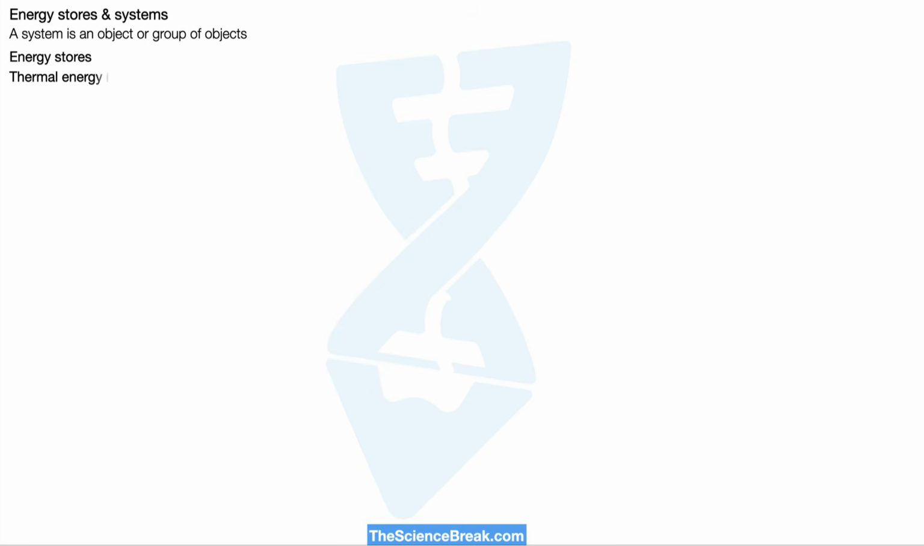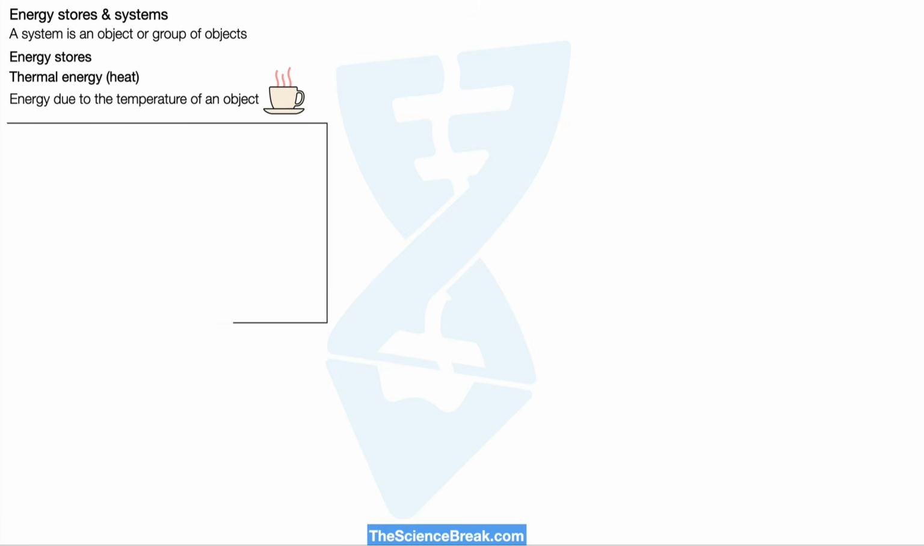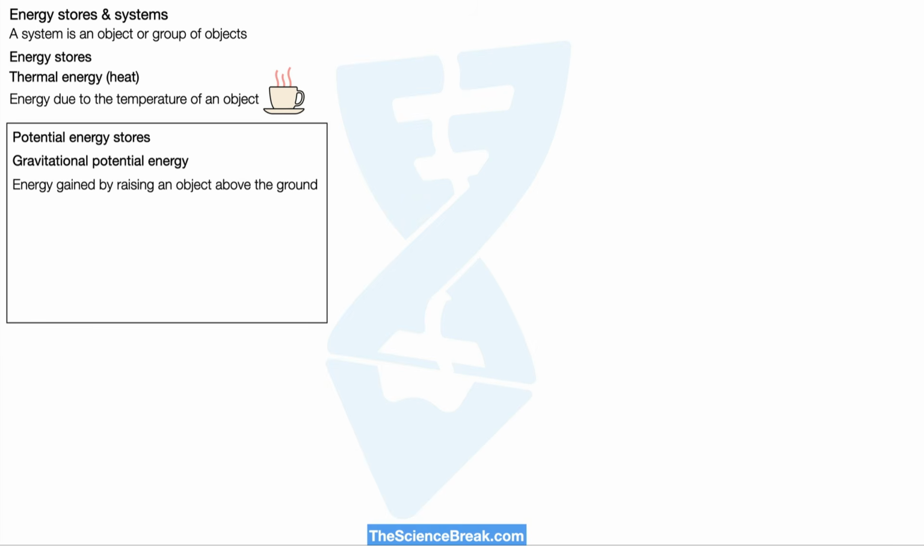Energy stores. Thermal energy. This is energy due to the temperature of an object, for example, a hot cup of tea. There are three potential energy stores that we should know about. They are gravitational potential energy, and this is the energy gained by raising an object above the ground. An example being a skydiver.